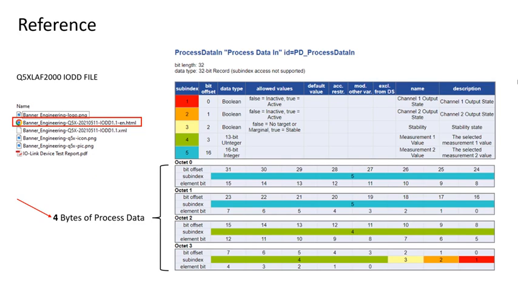For reference, we need to open up this file. It's located under the unzipped IODD file folder. Under Process Data In, we will find the size of the process data which we will need when installing the AOI. In this case, the size is 4 octets of information.